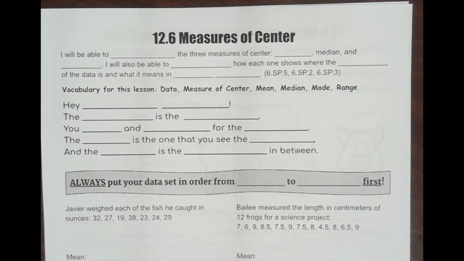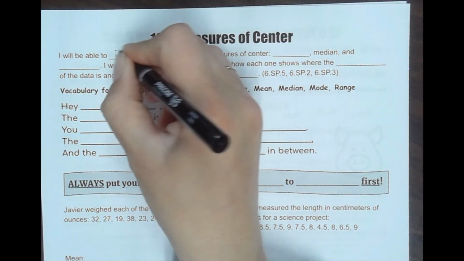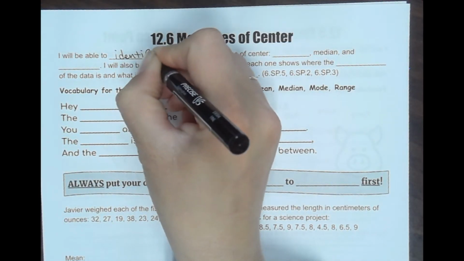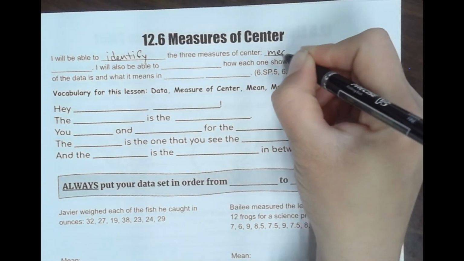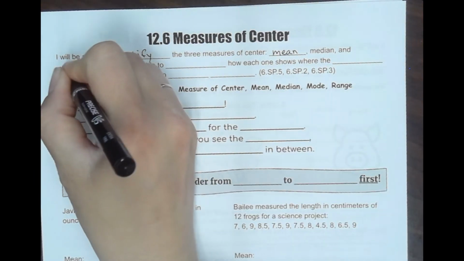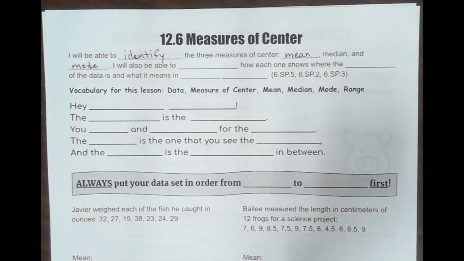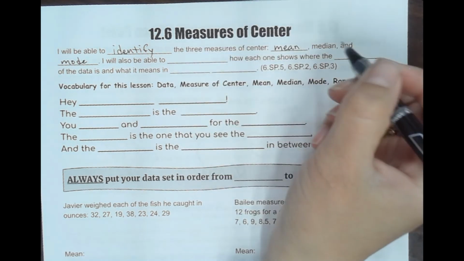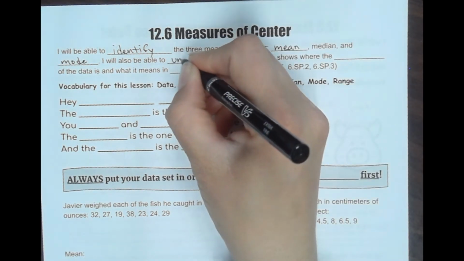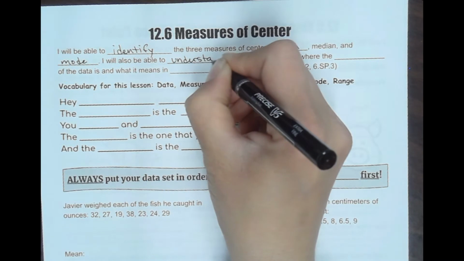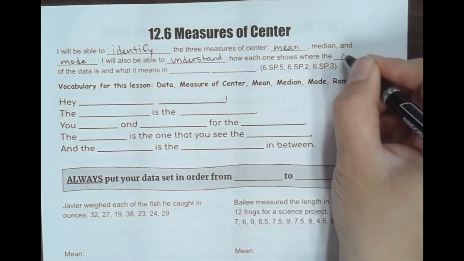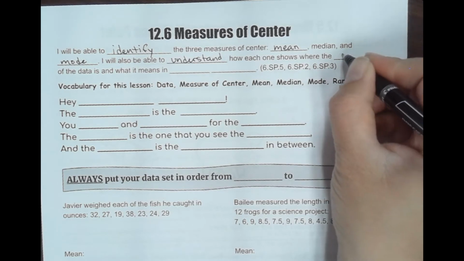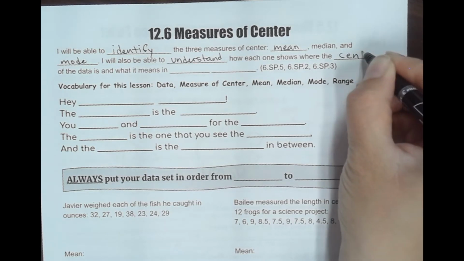Welcome back. This is lesson 12.6, Measures of Center. I will be able to identify the three measures of center: mean, median, and mode. I will also be able to understand how each one shows where the center of the data is and what it means in real life.